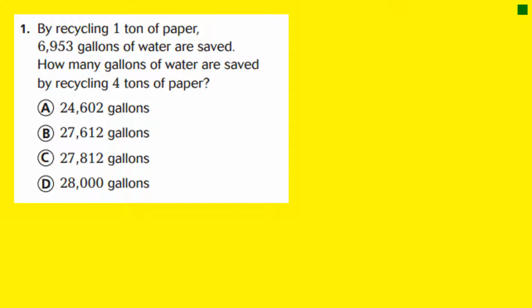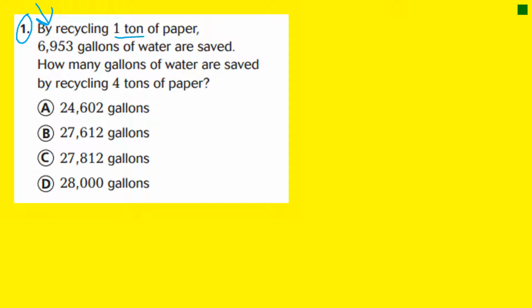Here we go. Now we're on the back, okay, and we're at the lesson check. First one. Okay, so read along with me here, guys. Here we go. By recycling 1 ton of paper, 6,953 gallons of water are saved. Wow. How many gallons of water are saved by recycling 4 tons of paper?